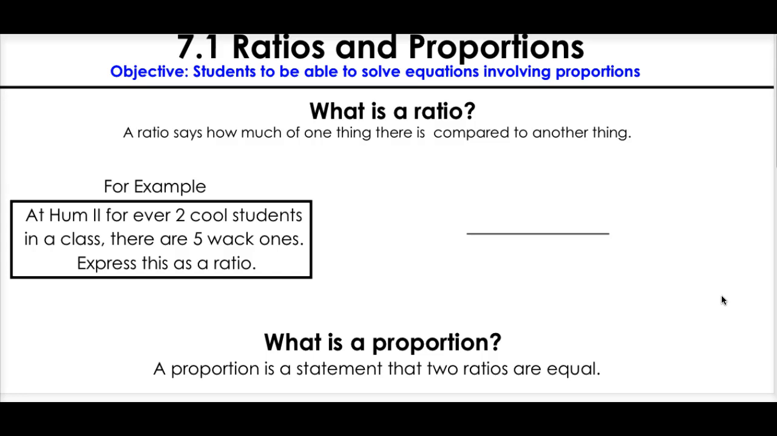We're looking at ratios and proportions. What's a ratio? Well, the definition says a ratio says how much of one thing there is compared to another thing. But let's look at an example.